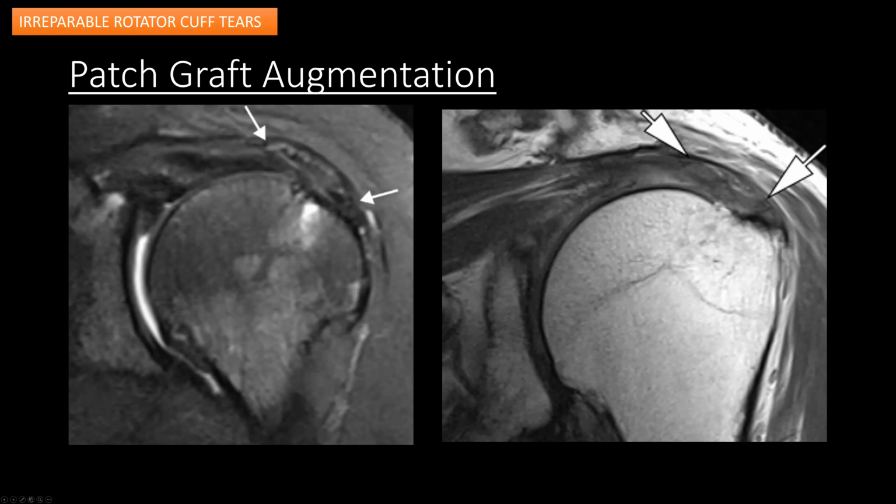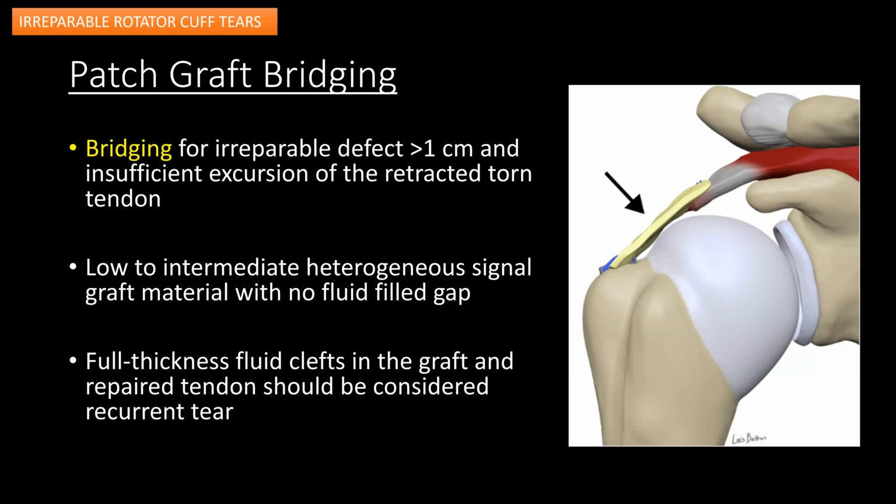Bridging is typically for irreparable defect greater than 1 centimeter and insufficient excursion of the retracted torn tendon. In this method, after adequate debridement of the tendon stump, the residual tendon defect is measured and the graft is prepared and trimmed outside the patient's body to match the size of the defect. And then the graft will be sutured to the residual tendon and the greater tuberosity, as you see in this illustration.